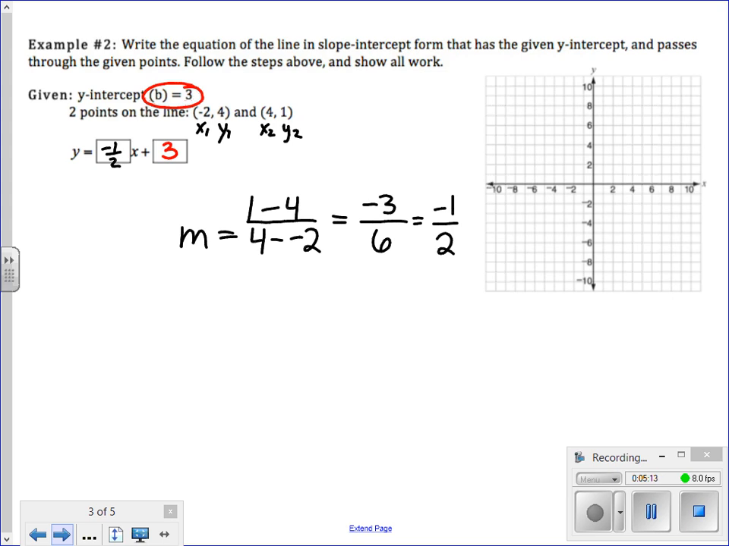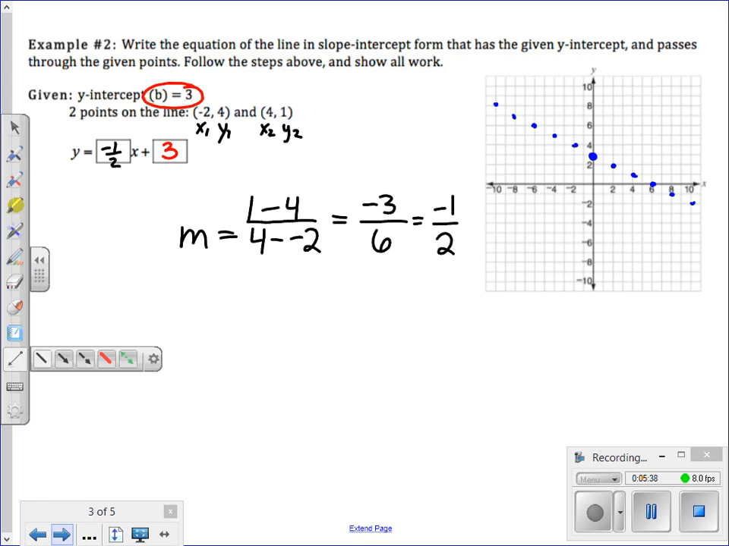Now, just as quickly as I found that equation, I can graph the line and check my work. I start by plotting my y-intercept of 3, and I follow the slope. Negative 1/2 is down 1 over 2. Once I graph this line, I should end up having a line that looks like it's going down from left to right. So take a second and graph that line, and then we'll review how to check to see if you did it right.